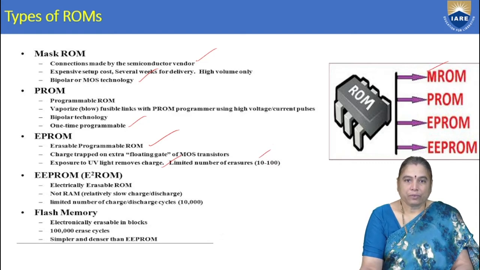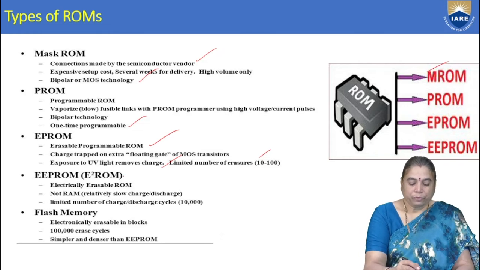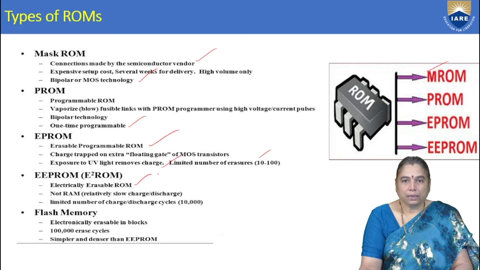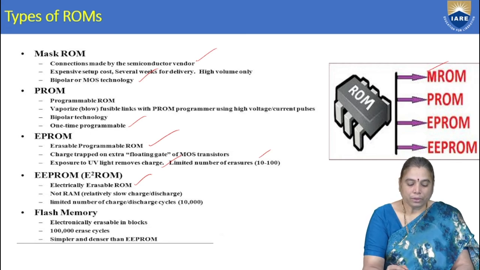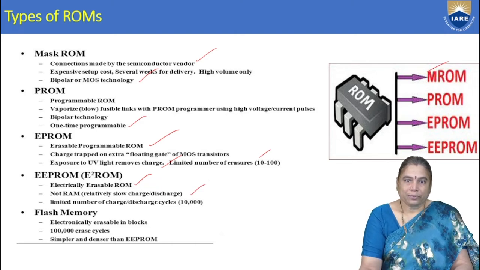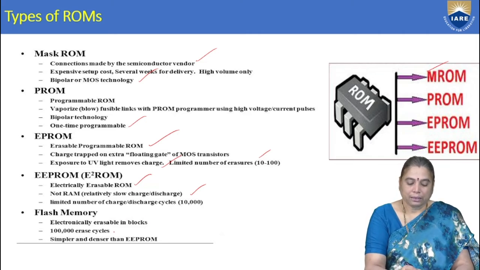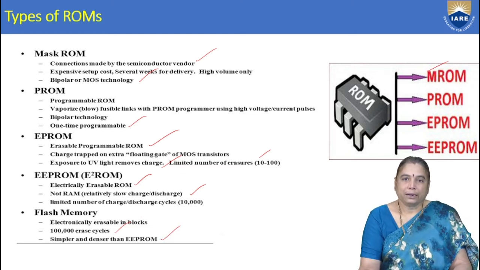The next variety is E2PROM. It is a slight variant of the EPROM. Here, the erase operation on the ROM can be performed with the help of electric signals. So, electrically erasable ROM is EEPROM or E2PROM. Only a limited number of charge or discharge cycles are available, generally 10,000. Next are flash memories, which are electronically erasable blocks. They can generally support 1 lakh erase cycles and are simpler and denser than the E2PROM. So, these are the varieties of ROM.